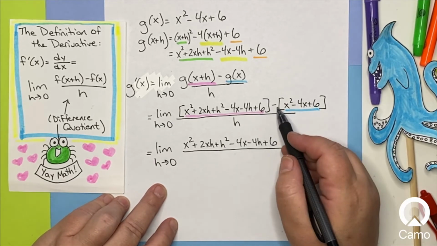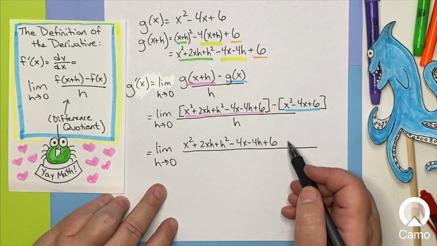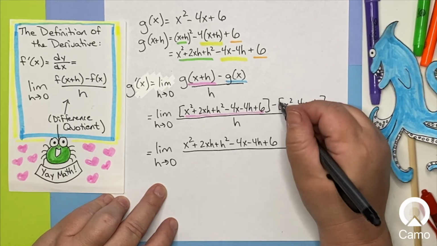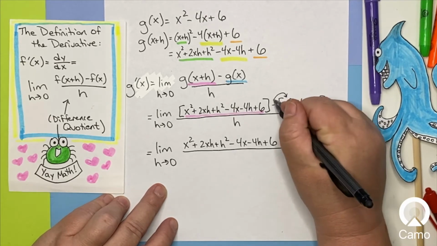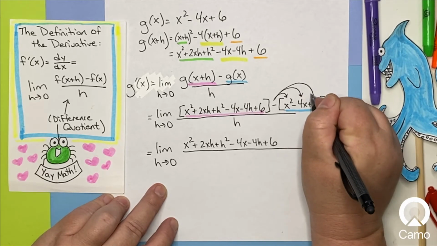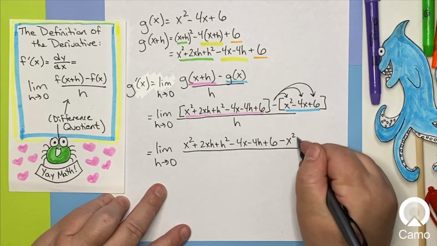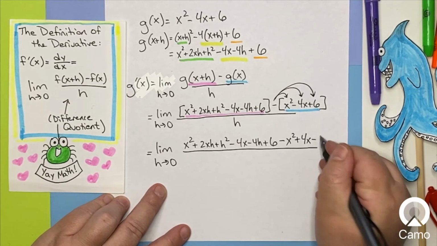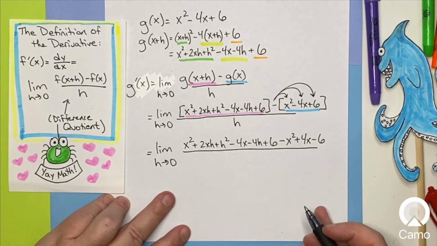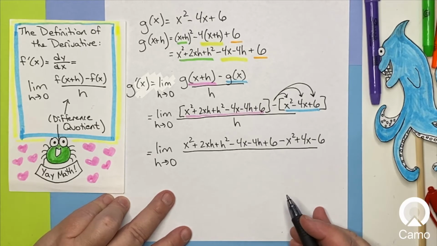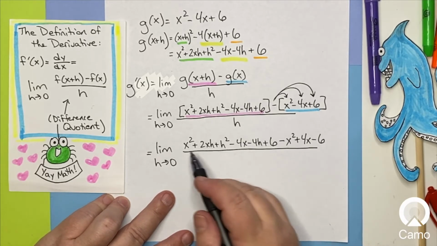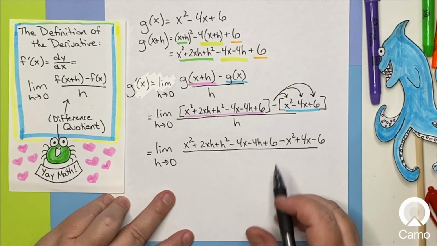Now, here I've got to be careful. I know things are going to cancel, so I will be able to check this. But remember, this minus has got to change the signs of everything inside there. So I get minus x squared plus 4x minus 6. Now, this is a big old mess. So you'll probably want to do something to be able to connect the dots, see what's canceling.